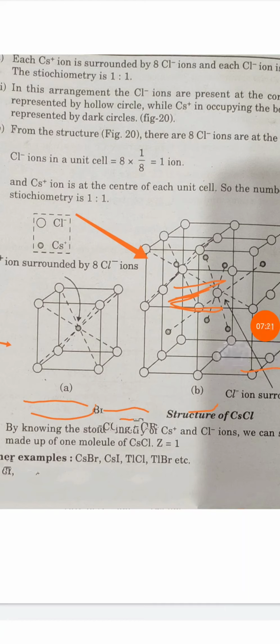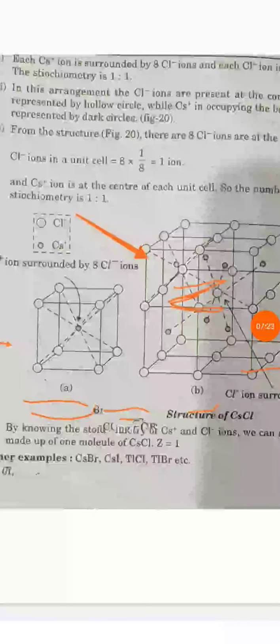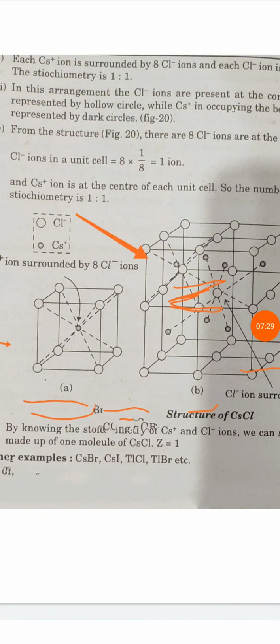And from this structure we can say that there are 8 chloride ions at the corners. So the number of chloride ions in a unit cell is 8 multiplied by 1 by 8, that is total 1 ion, and the cesium ion is at the center of each unit cell, so the number of cesium ions is 1. Hence the stoichiometry is 1:1.